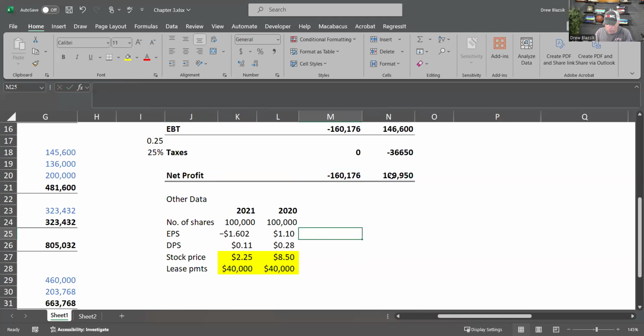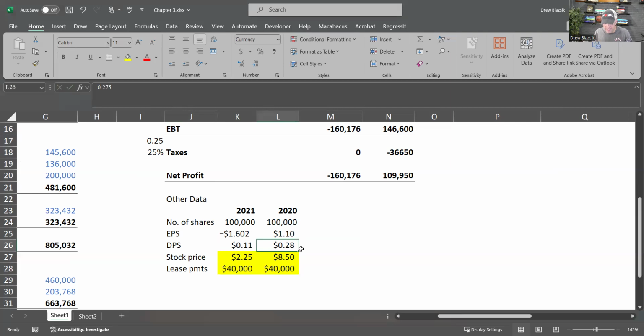So you see we're 1.1 here, rounded up in 2020, and then we lost negative 1.6. I'm sorry, 1.602. Next is dividends per share. What percent or what dollar amount per share do we pay out as a dividend? You can look up any company on Yahoo Finance. It'll show it there.